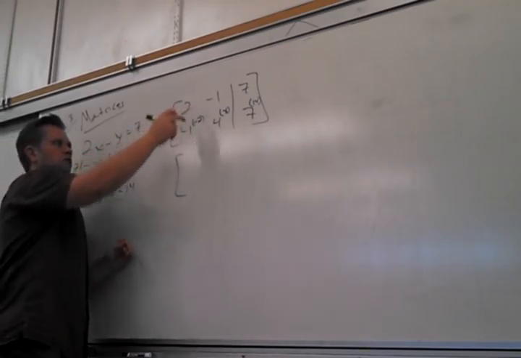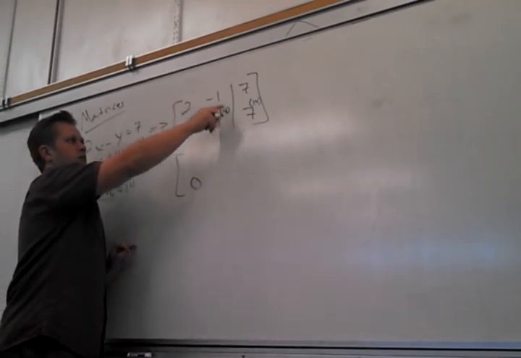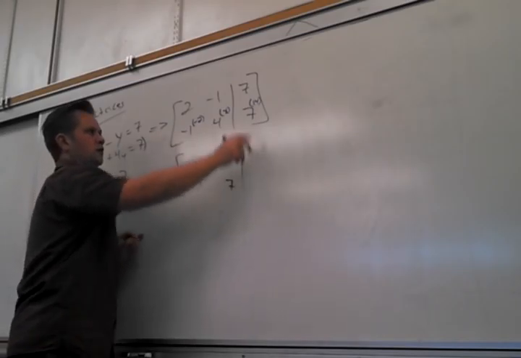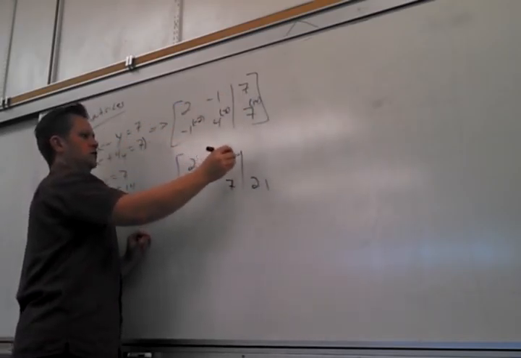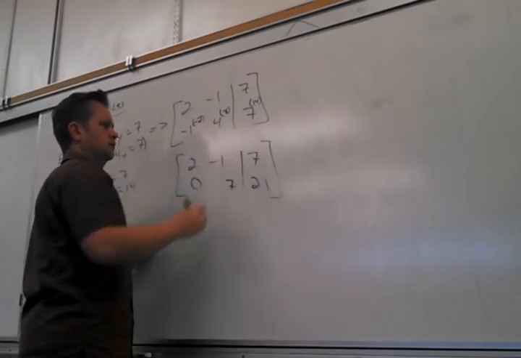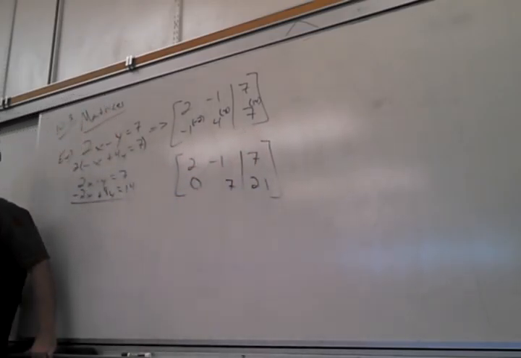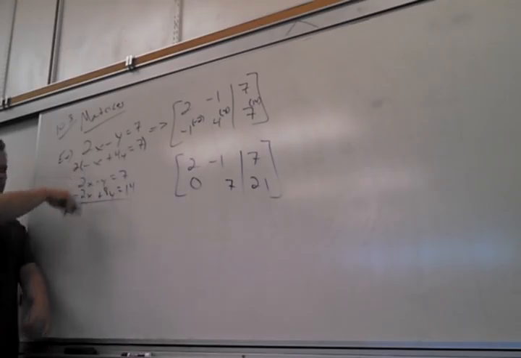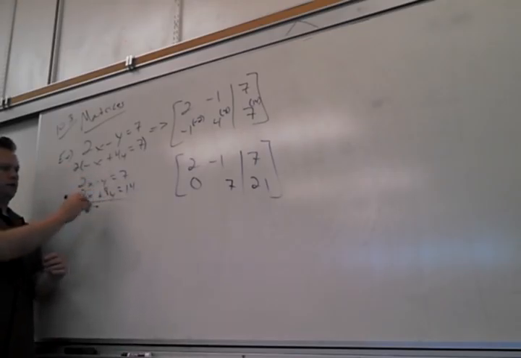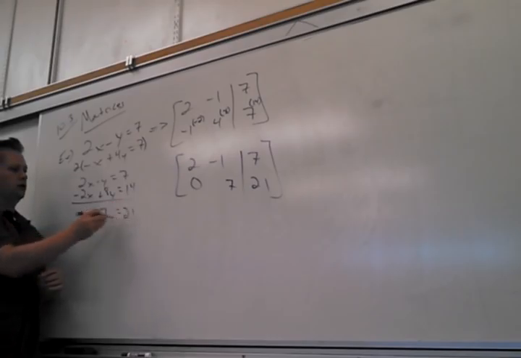What's negative 2 plus 2? 0. 8 minus 1, 7. 14 plus 7, 21. And then the first equation can stay the same. Why not? And then, of course, if I add these, I'll get 0. I get 7y equals 21. So that represents 0, 7, 21.